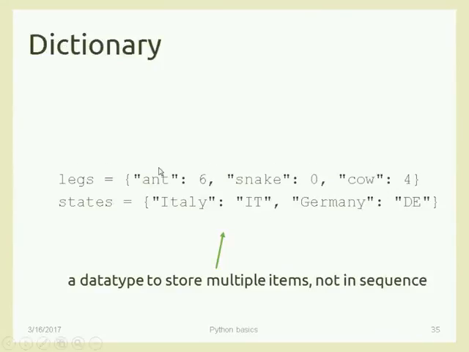So if you want to retrieve this pair, you have to look for the snake key and not for key number 1, because here you don't have an index. You can also see that this pair could be composed of a string and a number, but also of a string and a string, mixed data types as before.